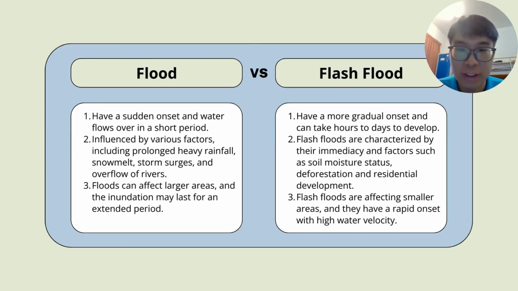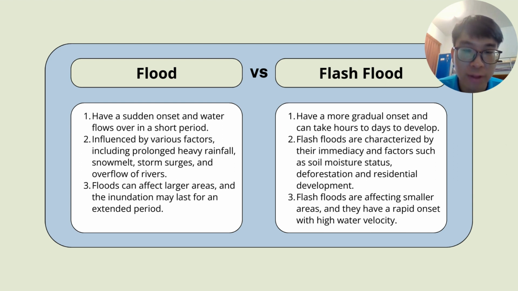So what's the difference between flood and flash flood? Floods have a sudden onset and water flows over in a short period, influenced by various factors including prolonged heavy rainfall, snow melt, storm surge, and overflow of rivers. Floods can affect larger areas and the inundation may last for an extended period.